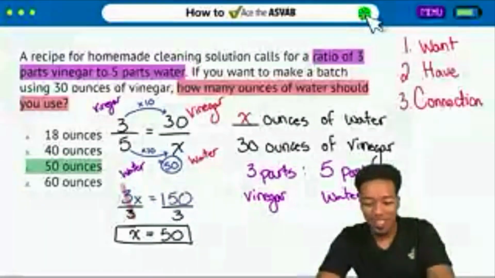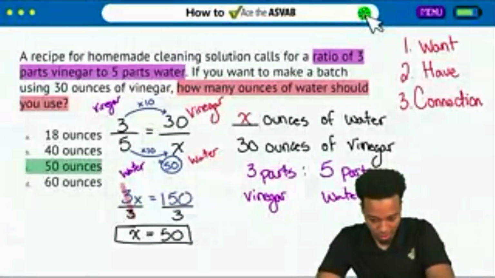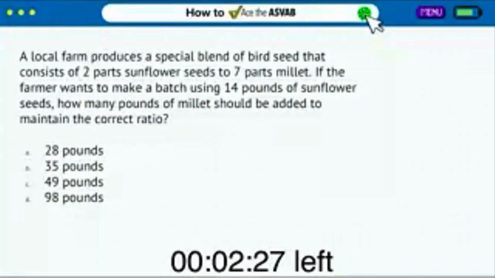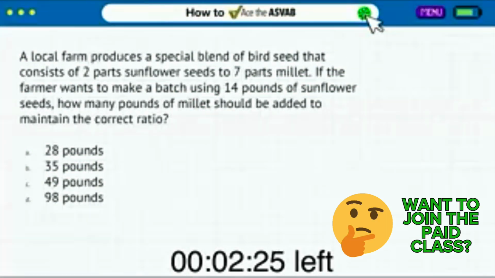So here we go. Let me get the timer up for you. There it is. Get my face out of the way. And here we go, my party people. Let's ace the ASVAB in 3, 2, and 1. Just go ahead and say ready in the chat box when you are done. Do not reveal your answer.